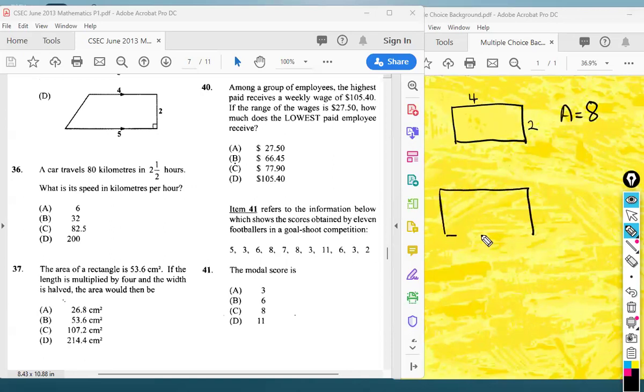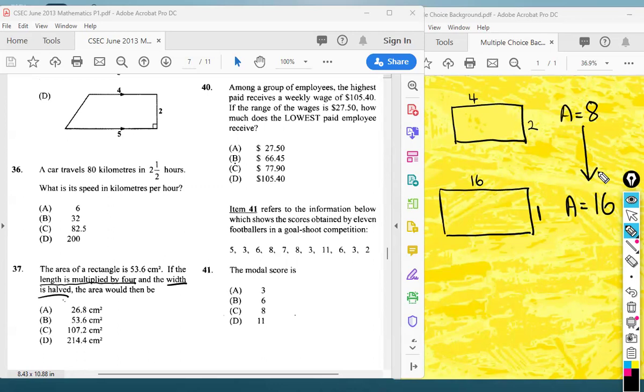Let's see what happens if we change the values to what they said. If the length is multiplied by 4, so the length is 4, we make it 4 times longer. 4 multiplied by 4 is 16. And the width is halved. So the width now is 2, and if we halve that, we'll get 1. What will be the new area? 16. What happened to the area? Did the area get 3 times larger, 2 times larger, 6 times larger? It got 2 times larger, because 16 is twice of 8.